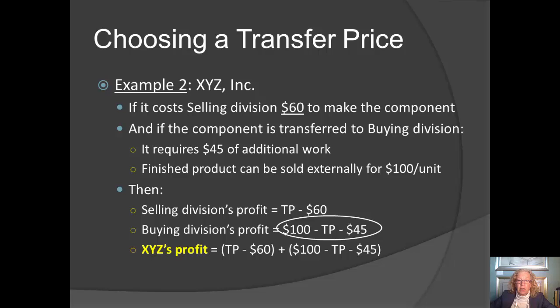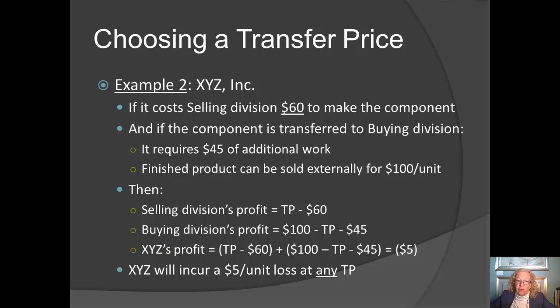In this scenario, XYZ's profit is going to be the profit from the selling division plus the profit from the buying division. The transfer prices cancel out, and net XYZ is going to lose $5 on the transfer. That's because the cost in the selling division is sufficiently high that combined, the cost in the selling division and the cost in the buying division is bigger than the external selling price. Therefore, the firm will lose money on any transfers between the two divisions. These transfers should not take place unless the company can rethink its cost structure or its selling price.